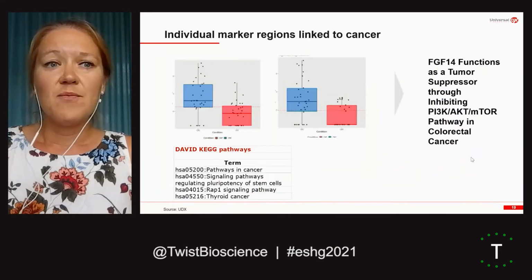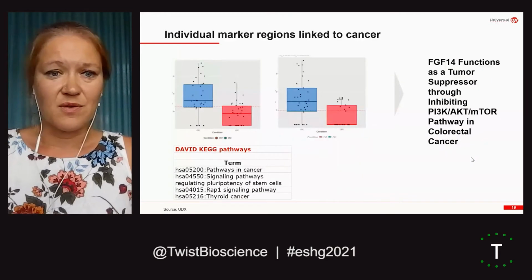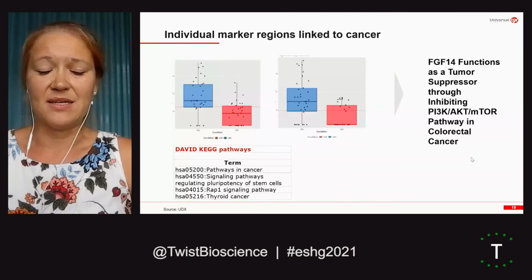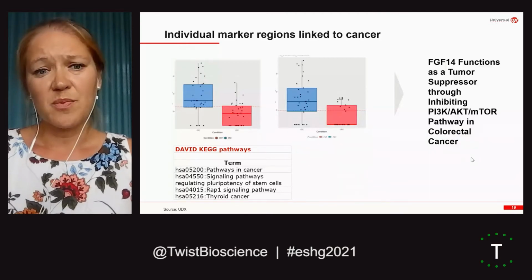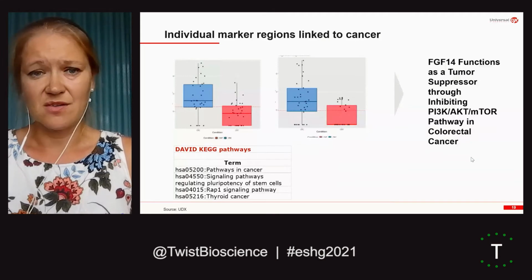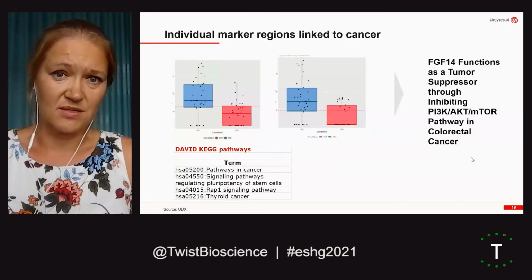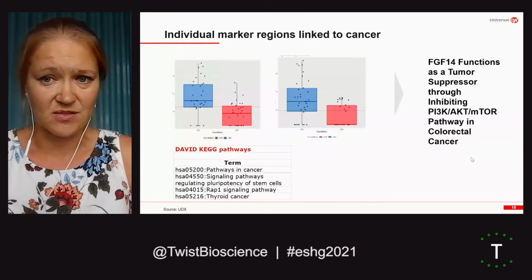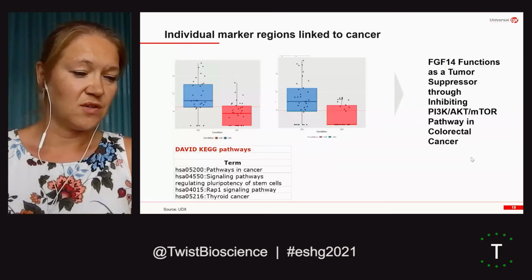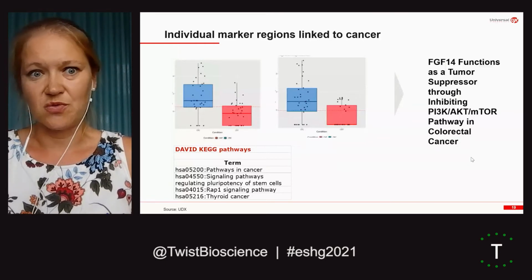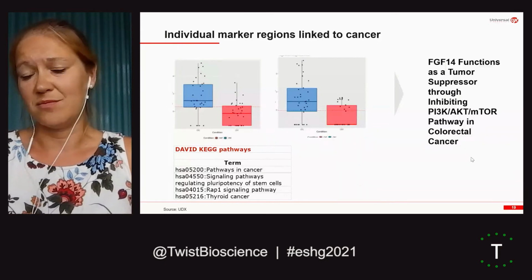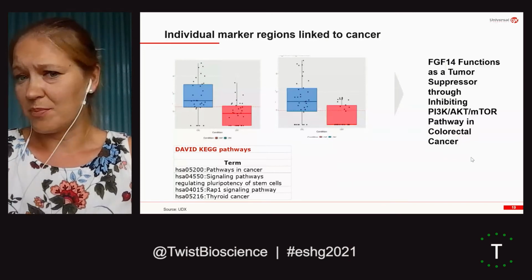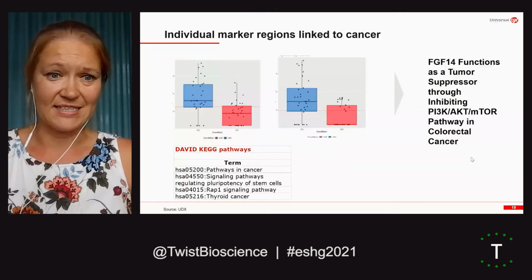So the individual markers that we have been looking at are connected to pathways in cancer and signaling pathways. And so the pathway analysis really shows the link to cancer and cancer progression itself. One of the main markers that we are looking at is FGF14, for example, and this has been shown to be a tumor suppressor. So not only are we detecting methylation regions, but also trying to put these into a biological context and then see further if we see any potential for targeted therapies or any kind of other functionality in here.